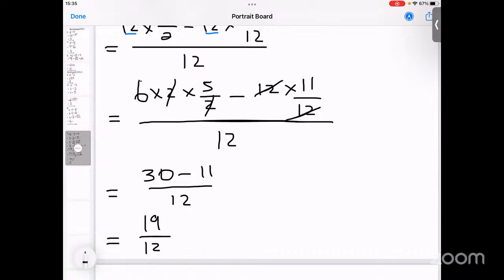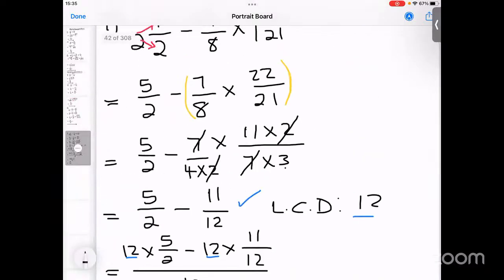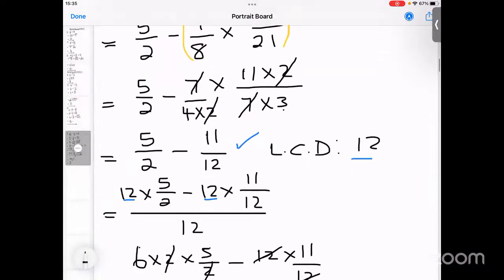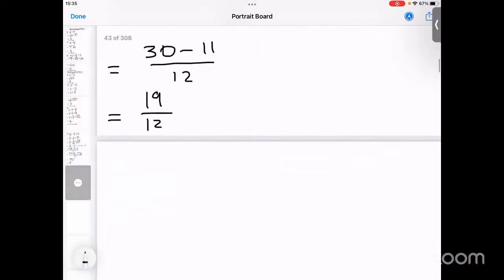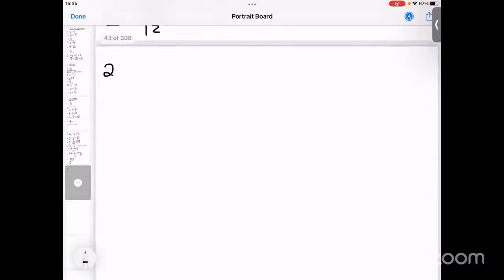So can you see? Not an easy one, and at the same time, not a difficult one. It's just that it's a lengthy calculation, but definitely it is doable. Let's try look at some more problems.